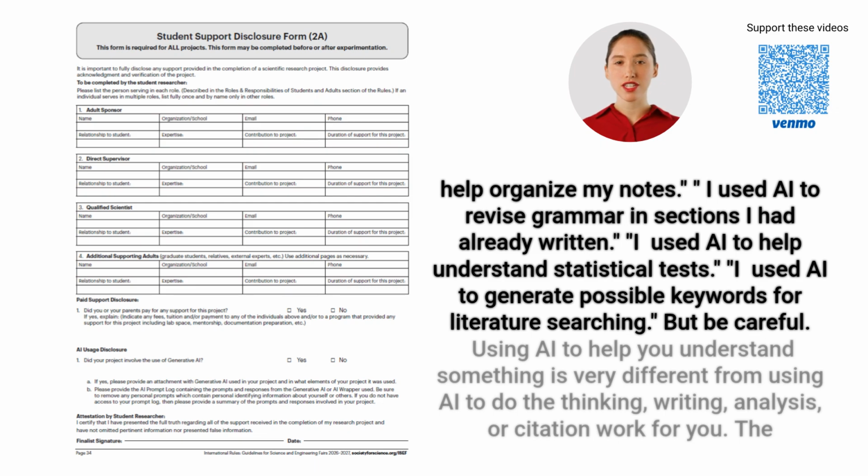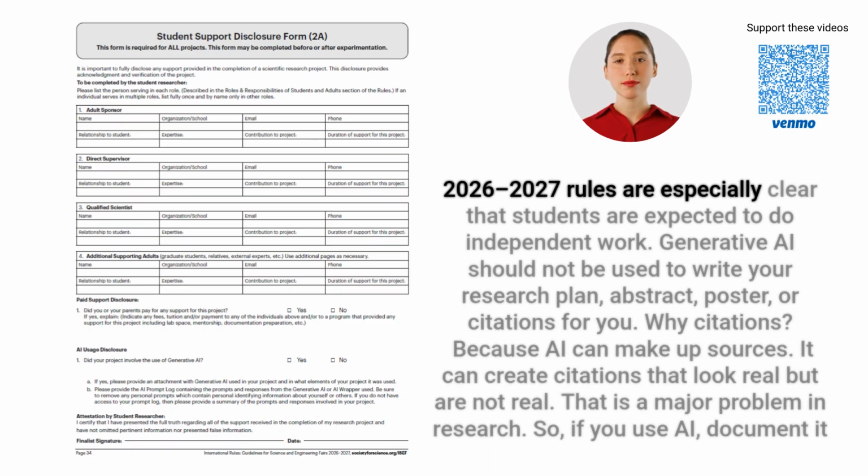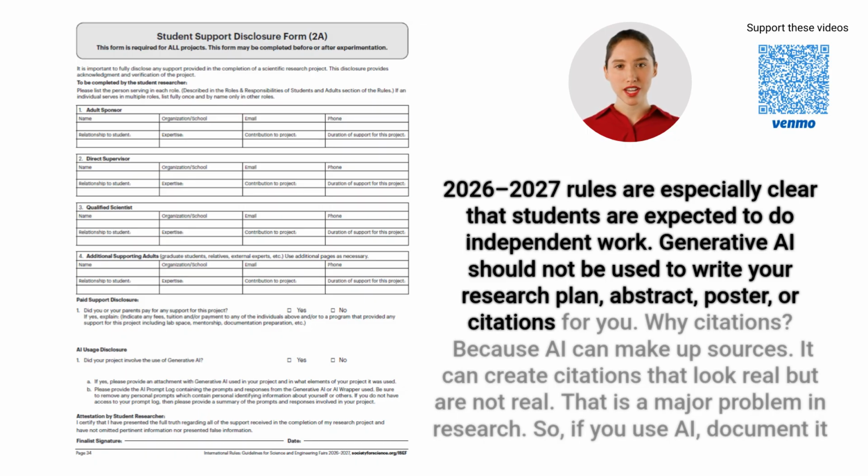But be careful, using AI to help you understand something is very different from using AI to do the thinking, writing, analysis, or citation work for you. The 2026 to 2027 rules are especially clear that students are expected to do independent work. Generative AI should not be used to write your research plan, abstract, poster, or citations for you.